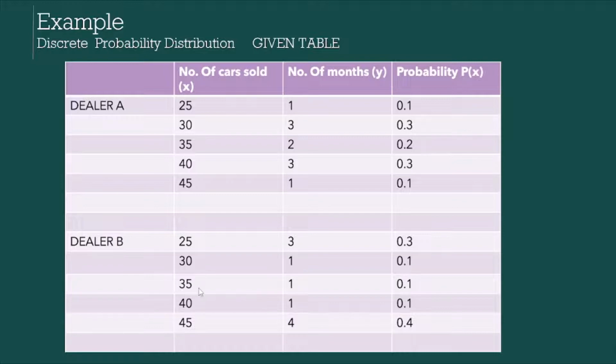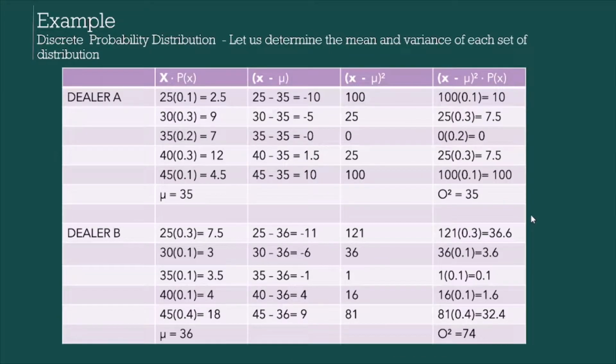This is the given table, dealer A and dealer B. Our X is here and our P(X) is here. Don't mind the Y, we're not going to use the Y in the discrete probability distribution, just the P(X) and the X. Here are the given numbers in the table. We're going to determine the mean and the variance of each distribution.